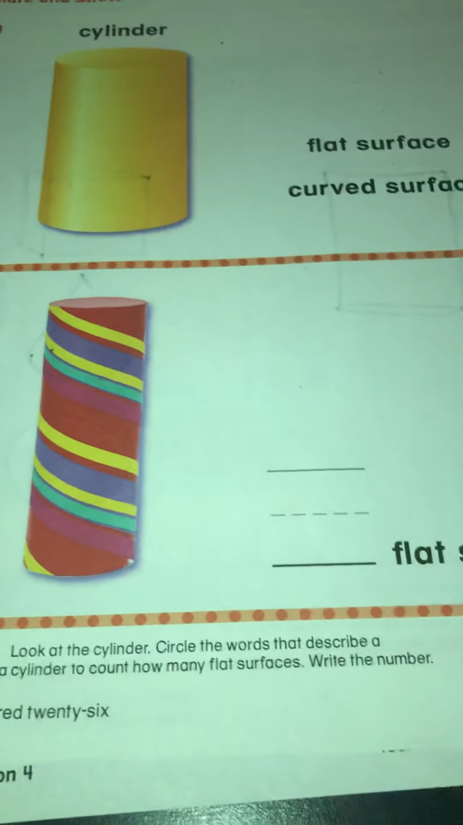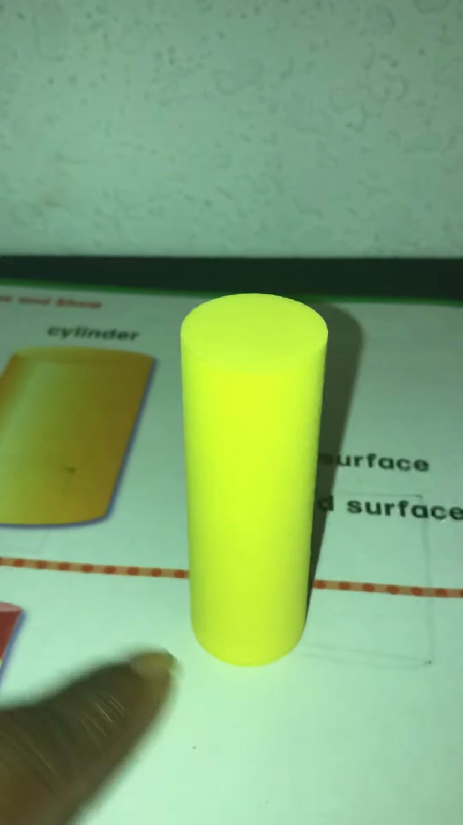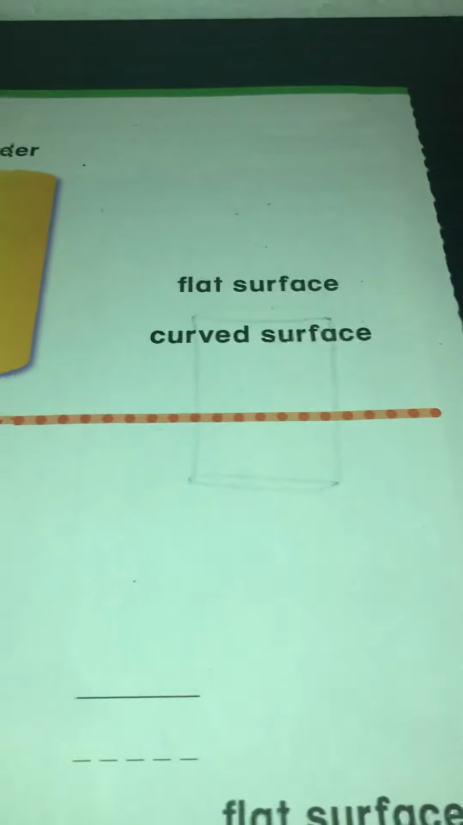Number 2. It says, use a cylinder to count how many flat surfaces. All right, so I'm going to bring up the skinny cylinder since it's kind of similar to the one in the picture. So it says, count the flat surfaces. So we already said that when it's standing on a flat surface, the bottom is 1, and then at the top, it has another flat surface. So number 2 would go right there.